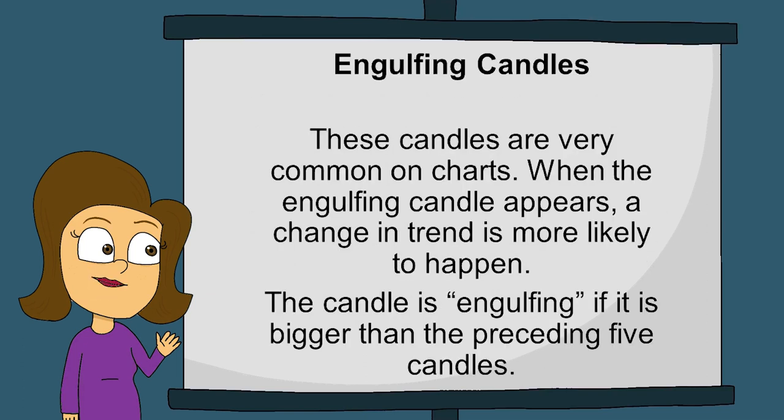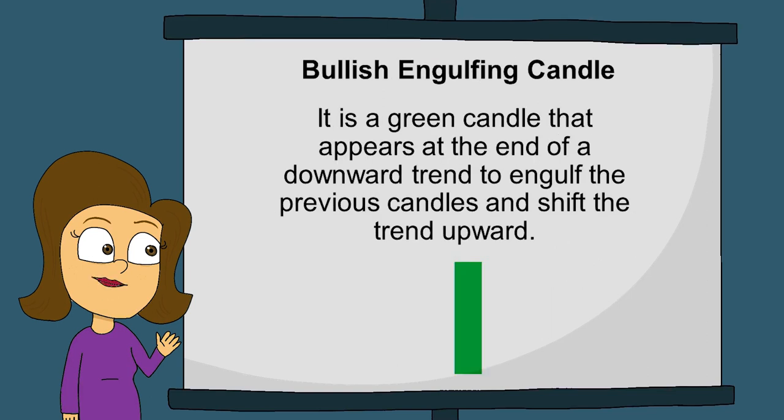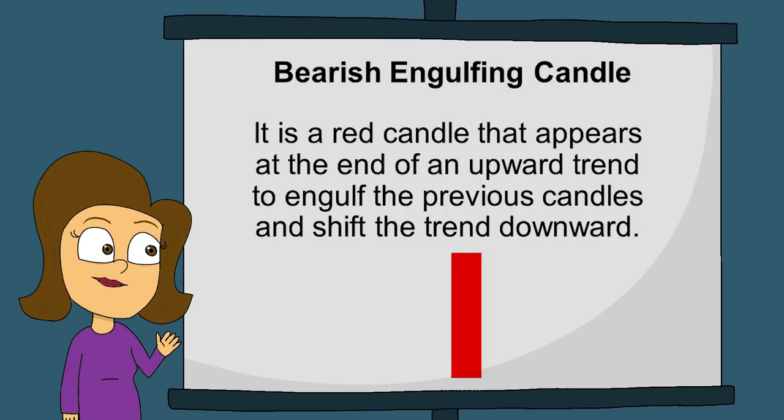Engulfing candles. These candles are very common on charts. When the engulfing candle appears, a change in trend is more likely to happen. The candle is engulfing if it is bigger than the preceding 5 candles. Bullish engulfing candle. It is a green candle that appears at the end of the downward trend to engulf the previous candles and shift the trend upward. The bearish engulfing candle. It is a red candle that appears at the end of an upward trend to engulf the previous candles and shift the trend downward.